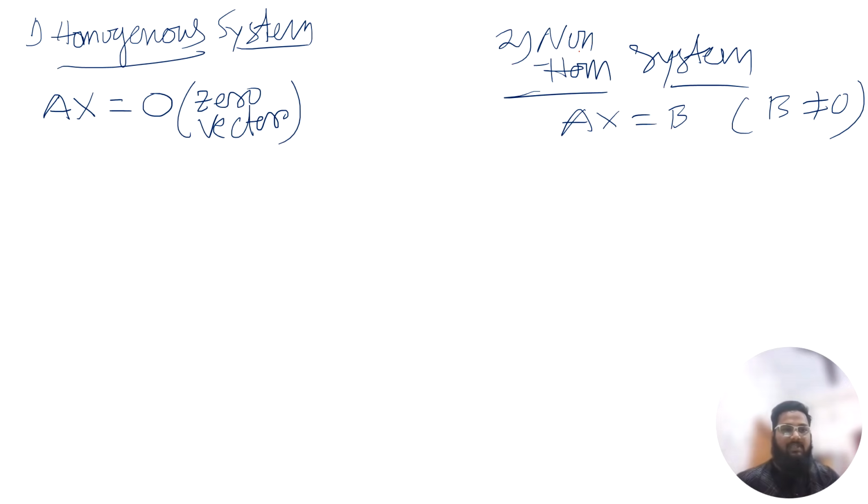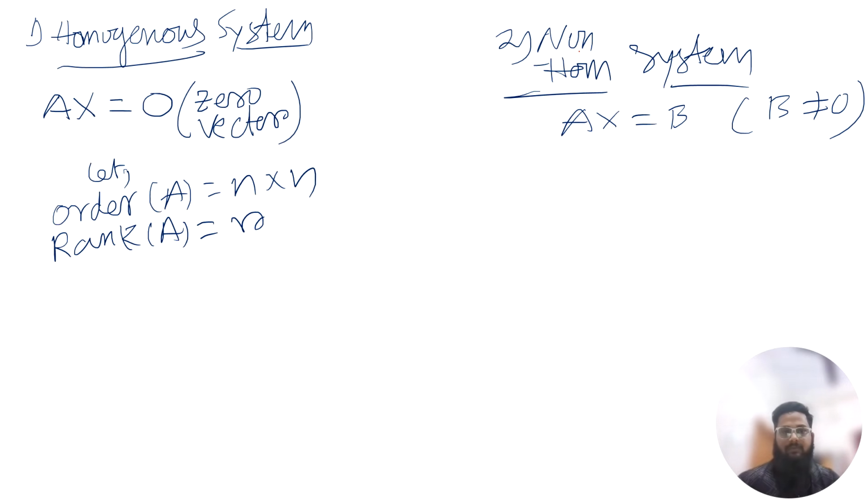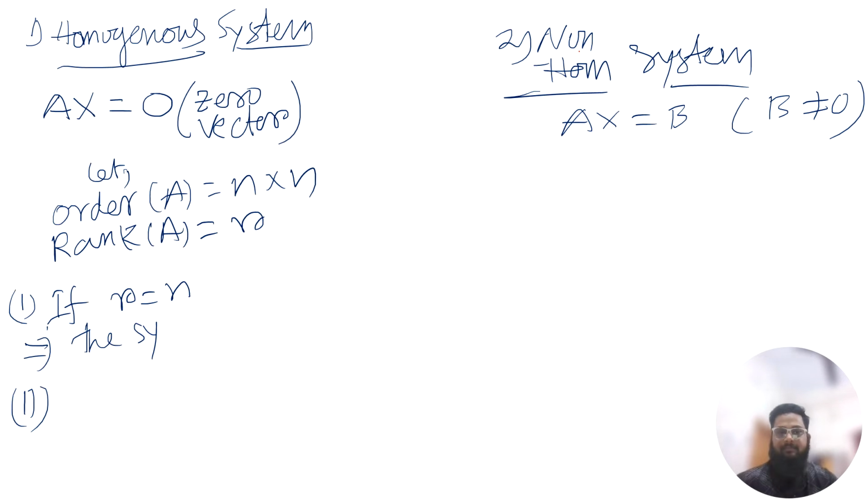Now in the case of a homogeneous system, let the order of A be n cross n, and the rank of A is R, suppose. So it has two cases. Case 1 is that if this rank R is equal to the order n, then the system has only the trivial solution.